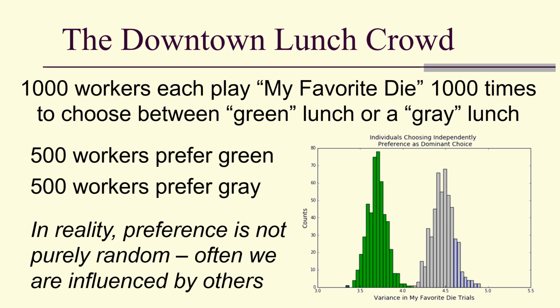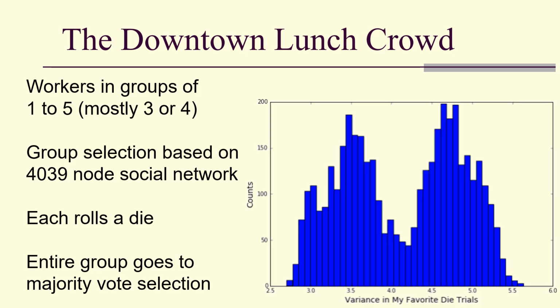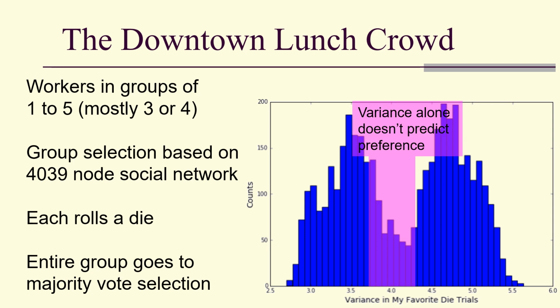In reality, however, preference is not purely random. We are often influenced by others. So suppose we played this with workers in groups of 1 to 5, mostly 3 or 4, group selection based on a 4,039 node social network. Each rolls a die, and then the entire group goes to the majority vote selection. Well, now we get something that looks like this. Variance alone can't predict preference. But you can see that variance is still useful in this case as an exploratory model.